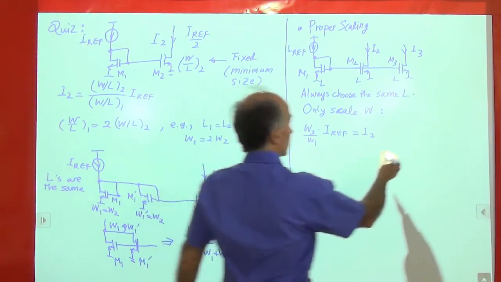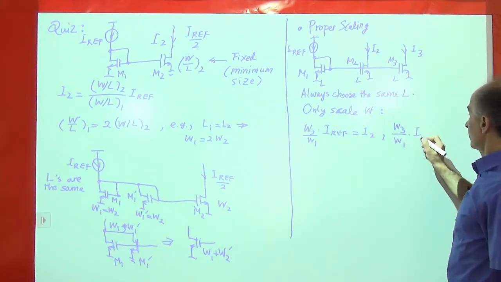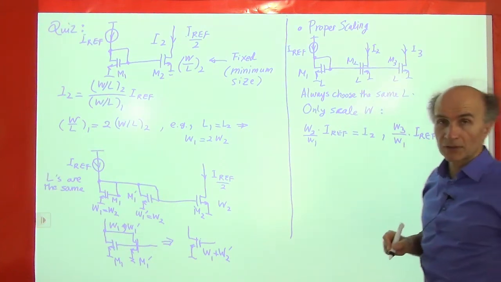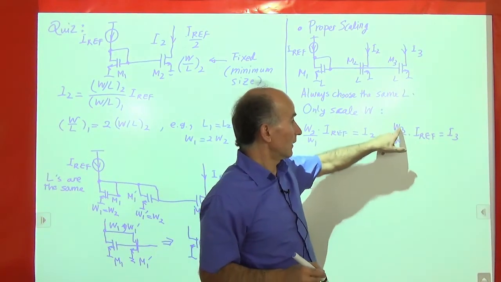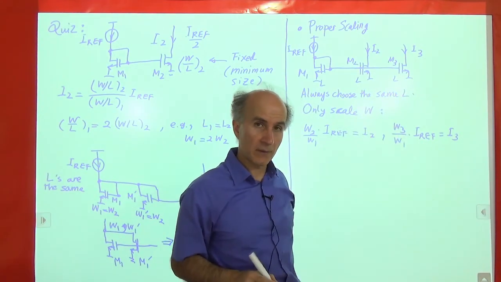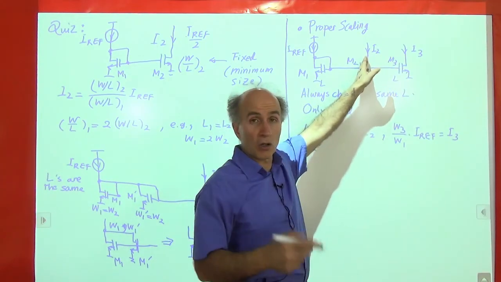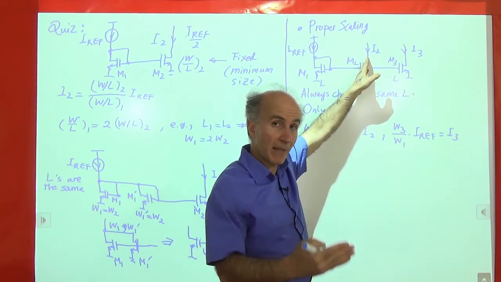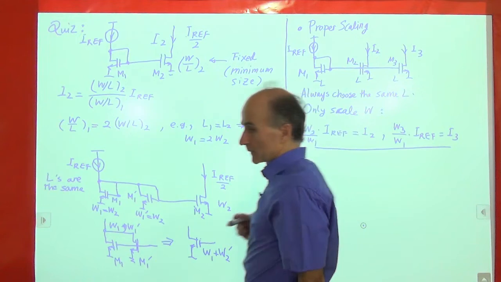And similarly, I will choose W3 over W1 times Iref to be I3. So if I need a certain amount of current for I3, and I know Iref, and I know W1, I pick W3 according to this ratio. So this is the proper way of scaling transistors in a current mirror to make sure that I2 and I3 are almost as good, as constant, and as supply and temperature independent as Iref. Very well. Okay.